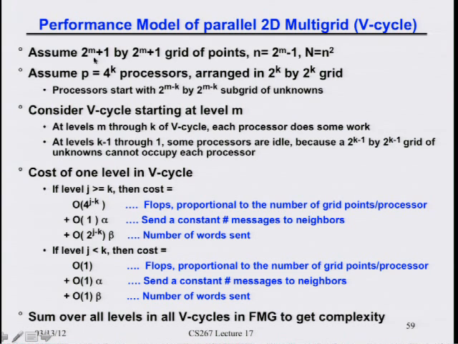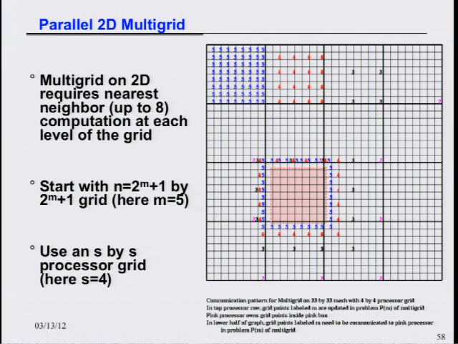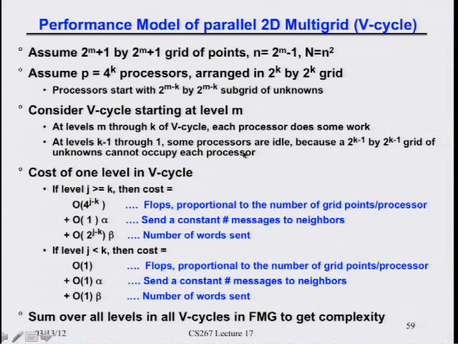So I'm going to start with a mesh, 2 to the m plus 1 by 2 to the m plus 1. And I'm going to assume that I have a grid of processors. And to make all the counting easy, it's going to be a 2 to the k by 2 to the k grid of processors. So here, m was 5, because it's a 32 by 32 mesh of points. And I have a 4 by 4 mesh of processors, so k is 2. So that's the processor mesh.